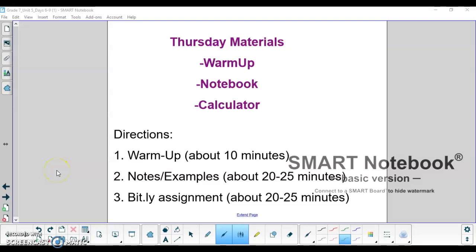All right, happy Thursday. On the screen is the directions for today's lesson. You're going to need your warm-up, your notebook, and a calculator, preferably the Desmos calculator. Again, I put about how long each section should take you, so the warm-up should not take you any longer than 10 minutes. The notes and the examples, about 20 to 25 minutes, depending on how often you need to pause and rewind. And then the Bitly assignment, again, should take you about 20-25 minutes.